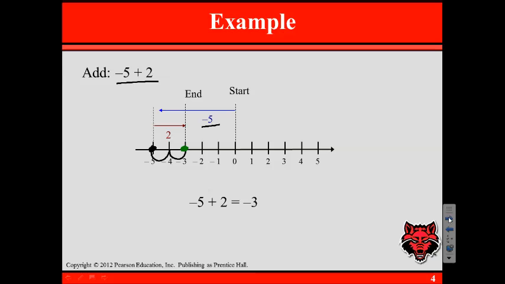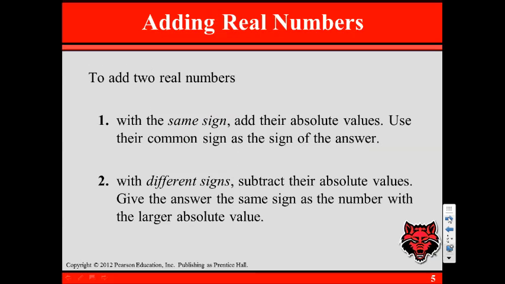This is a perfectly fine way to think about adding real numbers when we have negatives and positives. But for every example, it would take a very long time to draw a number line. So instead of drawing a number line for each example, let's look at the rules that govern the process of adding two real numbers. If we have two real numbers with the same sign, this means they are both positive or they are both negative, we will add their absolute values. Once we add the absolute values, we will use the common sign as the sign of the answer.